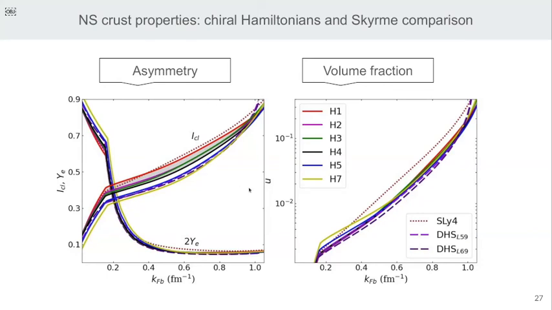And here on the right, I show u, that is the volume fraction, the volume occupied by a nucleus or by a cluster inside a cell, against the baryon density, or baryon Fermi momentum, where again, at least for H1 to H4, these predictions are quite well together. These Chiral Hamiltonians, while for Skyrme, it departs from the other Hamiltonians.